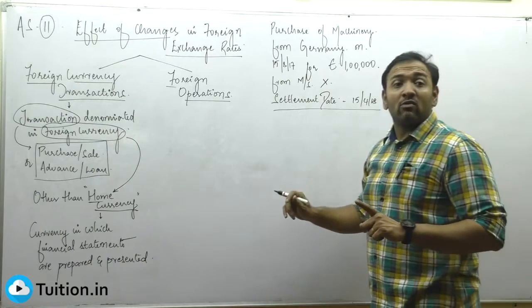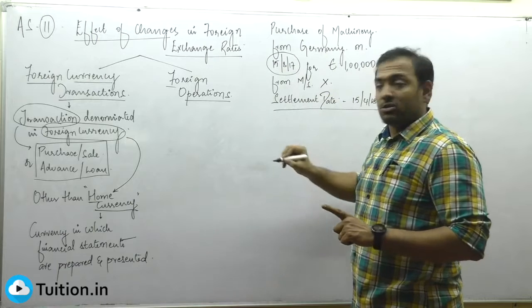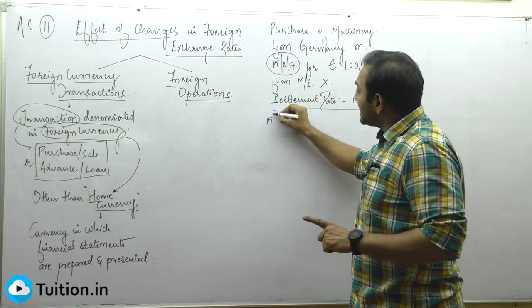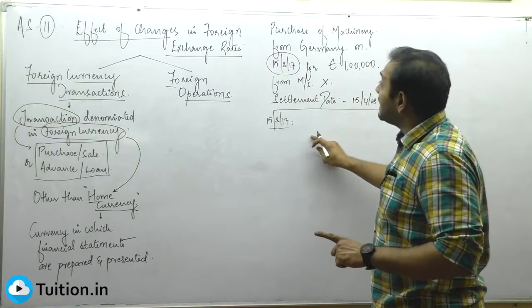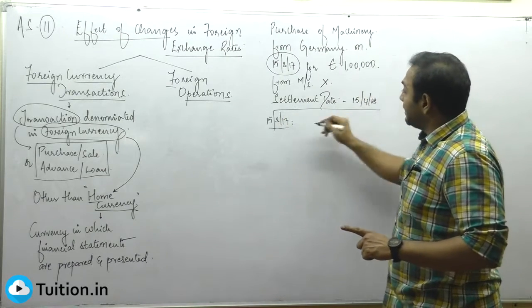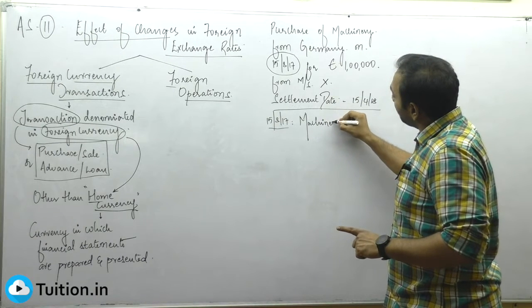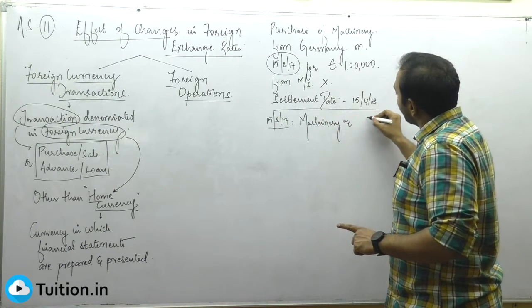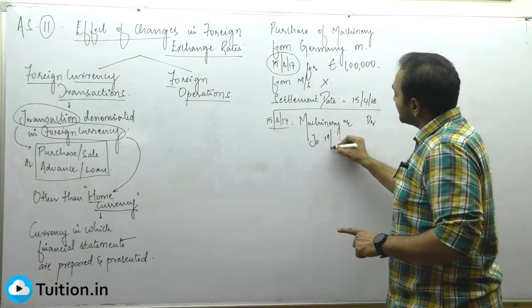First thing, when did you acquire? My acquisition of machinery is on 15th August, so I'll start on 15th August 2017 and record. What did I buy? I bought machinery. Debit what comes in? Machinery account debit, to Messrs. X.